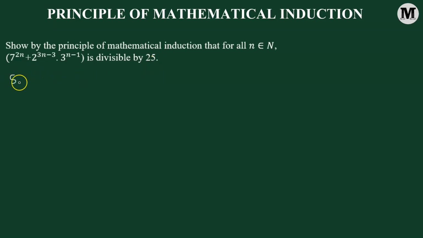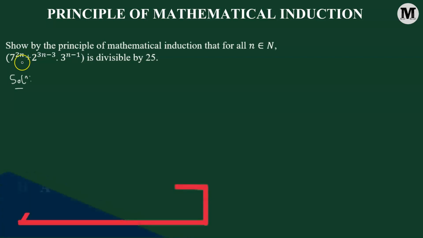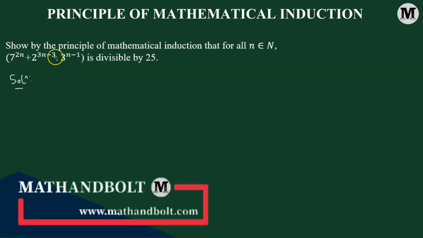Okay, let us begin. So here in this problem, we are not being asked to show that this expression is divisible by 25. Rather, we have to show that this is a mathematical statement that is true for all natural numbers, meaning any value of n that we choose, and n has to be a natural number, that whatever value we get must always be divisible by 25.